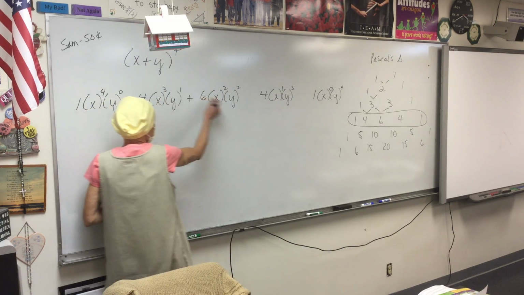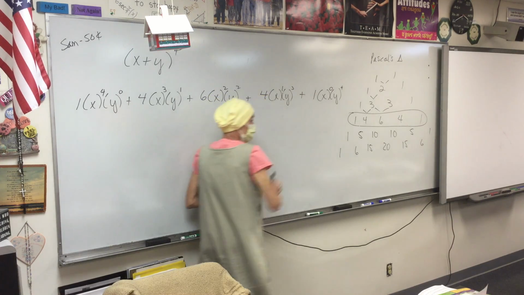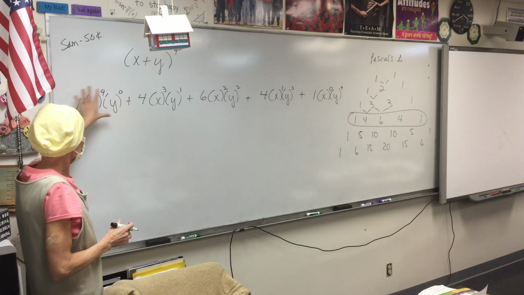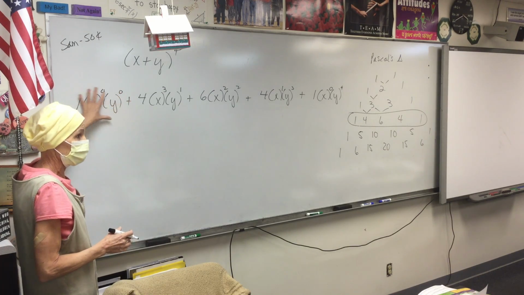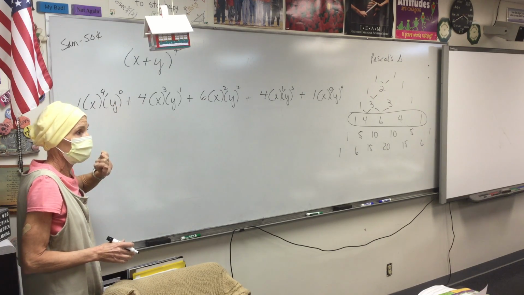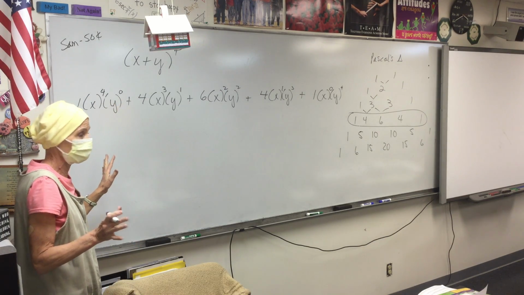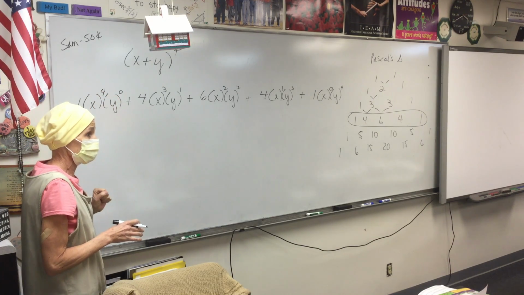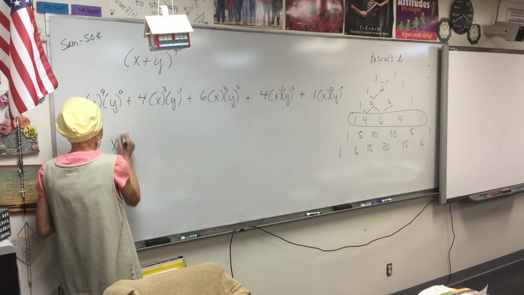Now, these are the individual terms. So now we have to simplify. Look at this first term. What is anything to the 0 power? 1. So it's like you don't even need to worry about it. So what's that first term? It's just x to the 4th.